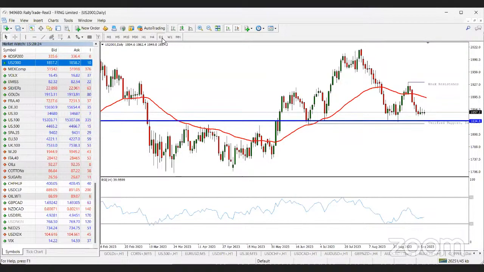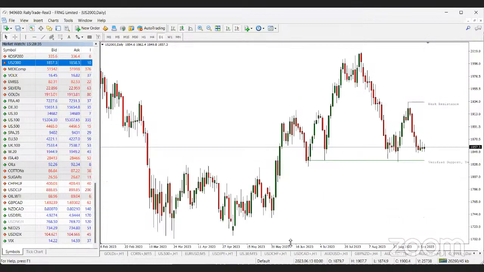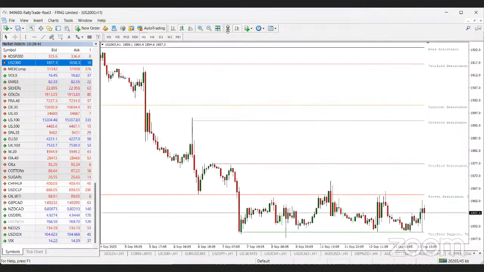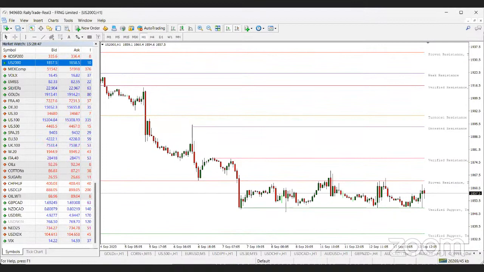Okay, so this is US 2000. It has made a kind of support on the daily time frame, and it's likely a good place for it to push to the upside when you see something like that on the daily time frame. But when we check it on the 1 hour, it is still going to range. It's ranging between a proven resistance and a verified support, and it's such a tight point.